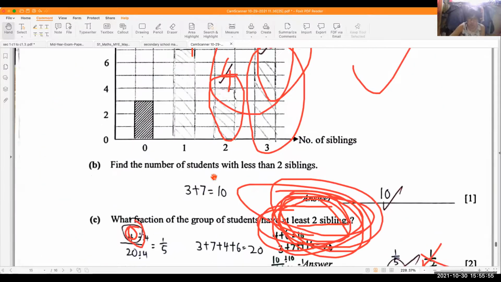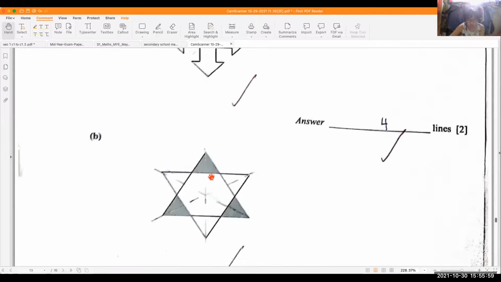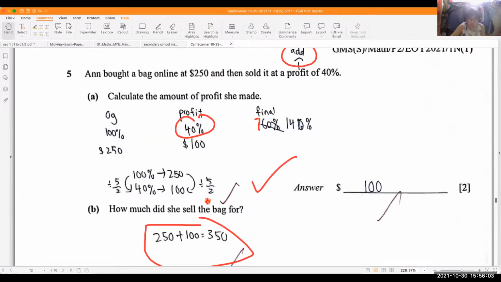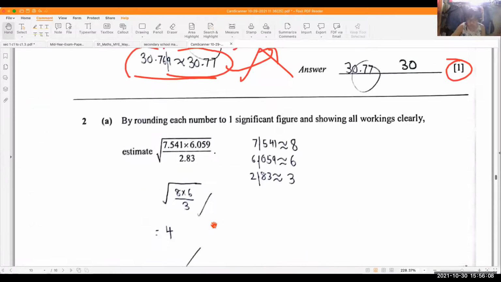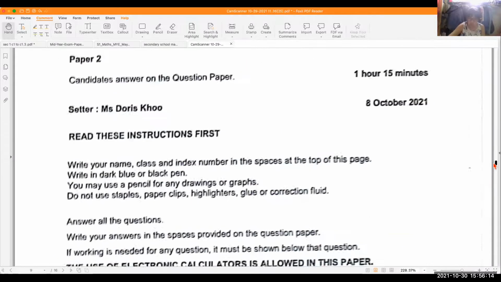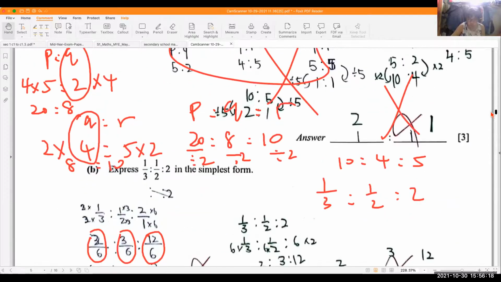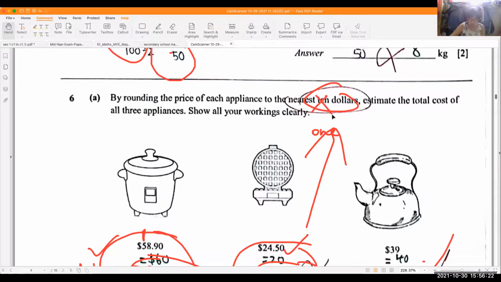By the way, you get the same mistake on paper 1 and 2. The round to 10. Where's the round to 10? Now you see, nearest 10. You lose 1 mark. Paper 1, also round to 10. Also the same mistake twice. Round to $10. Same mistake twice.